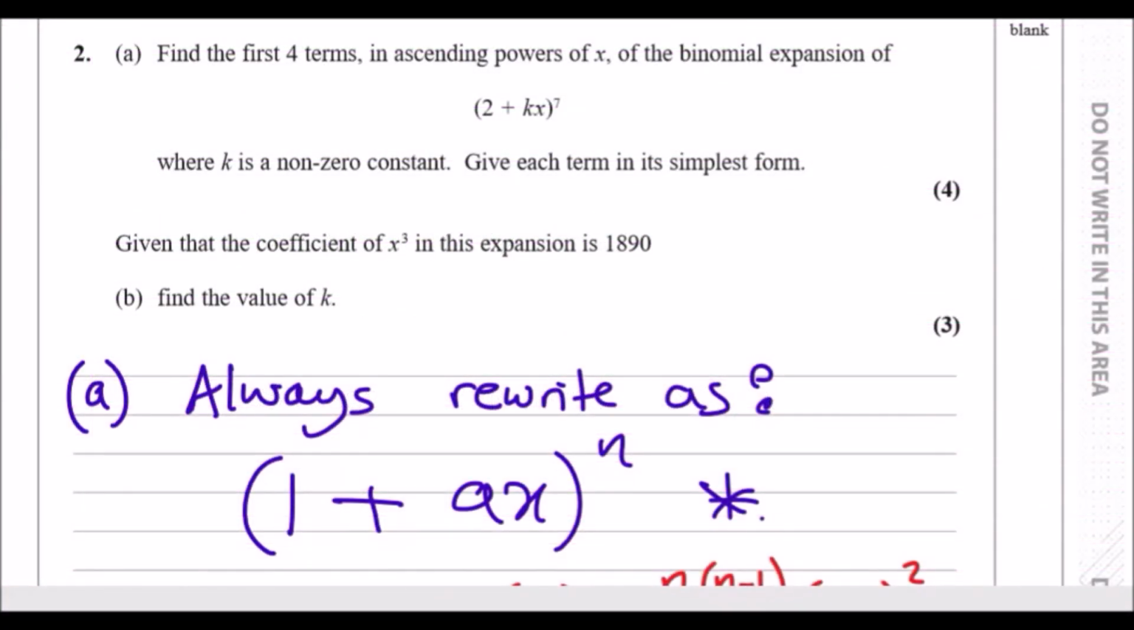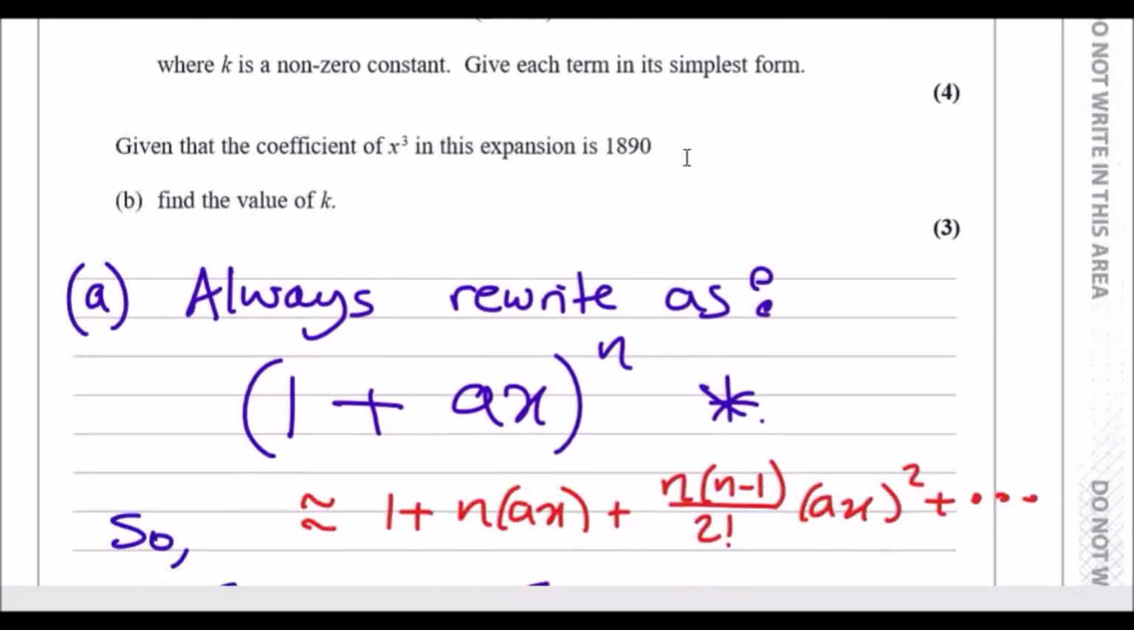So, find the first four terms in ascending powers of x of the binomial expansion of (2 + kx) to the power 7. Now, the formula book actually has this already given, so it tells you how to expand it in at least 3 different ways. The way I'm going to personally do it, and this is the way I like it, is to always rewrite this form in the general 1 + ax form.